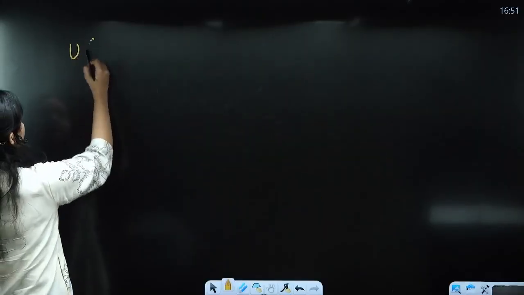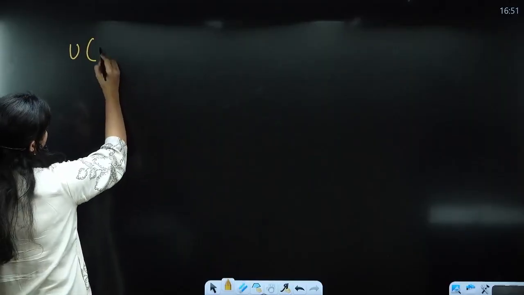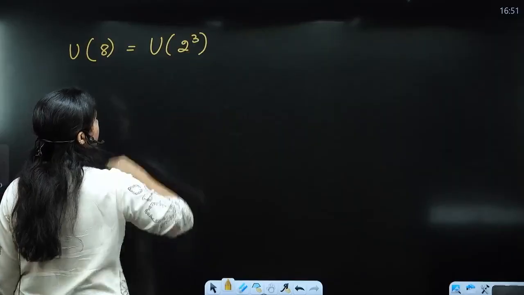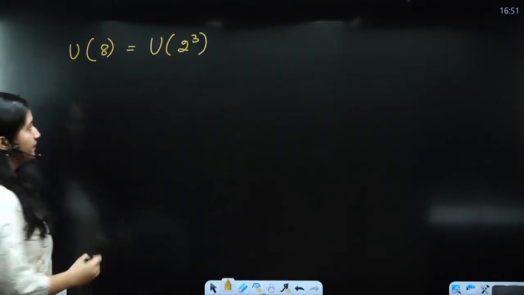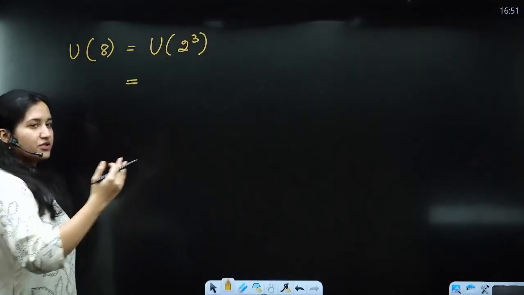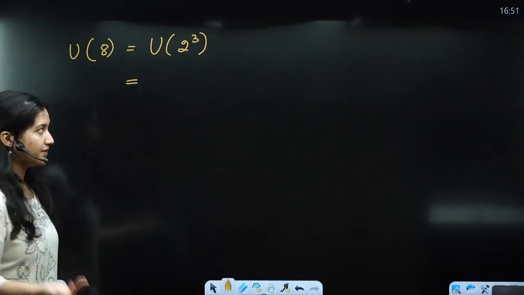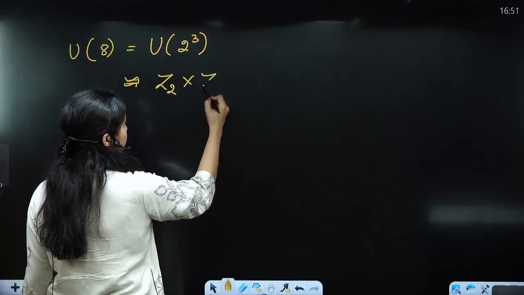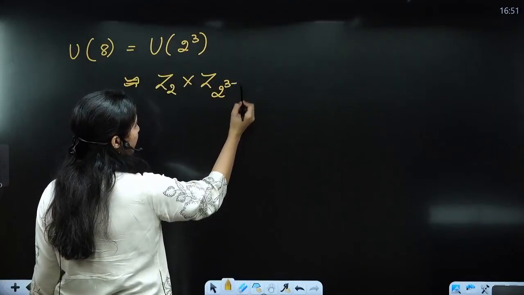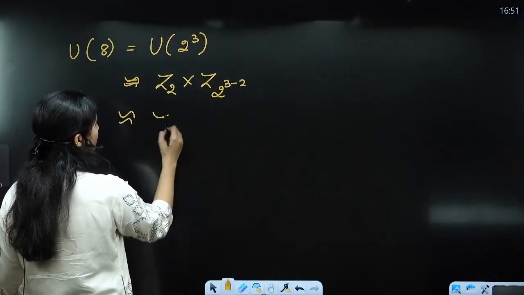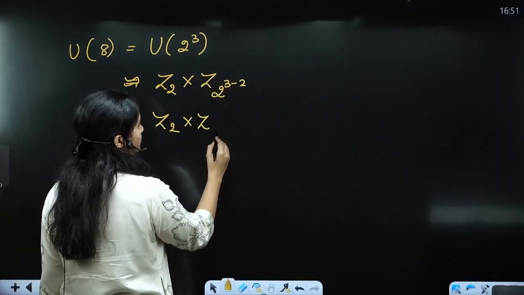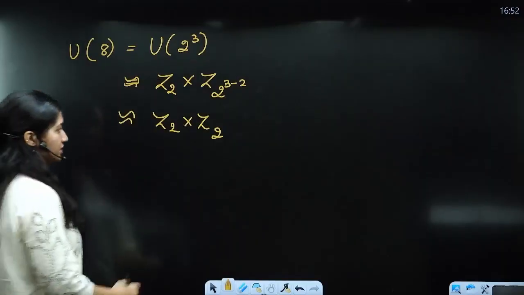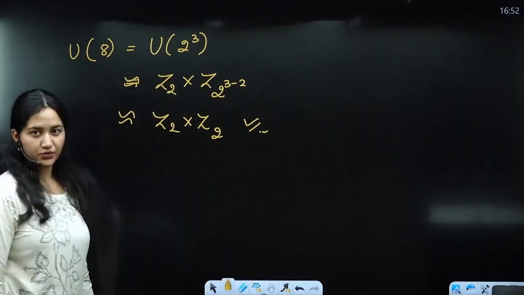Let's say you have U8. U8 can be written as U2 to the power 3. Now we know that for 2 raised to the power r, where r is not equal to 2, what we are supposed to do? It is isomorphic to Z2 cross Z2 raised to the power 3 minus 2. So this is going to be isomorphic to Z2 cross Z2 raised to the power 1. So U8 is going to be isomorphic to the group Z2 cross Z2, right?